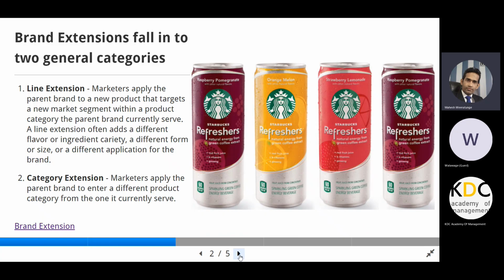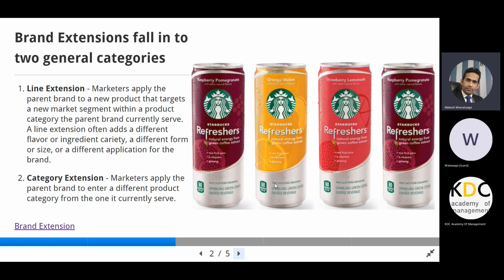Now here, if you really look at Starbucks, they introduce brand extensions with different flavors under the Starbucks name. But then again, you're talking about energy beverages, right? Coffee means caffeine. Starbucks is in the coffee category, and coffee is also identified as some kind of energy drink. So you can see how Starbucks has extended their brand name using the energy category. Now, brand extension, you can do in two ways.